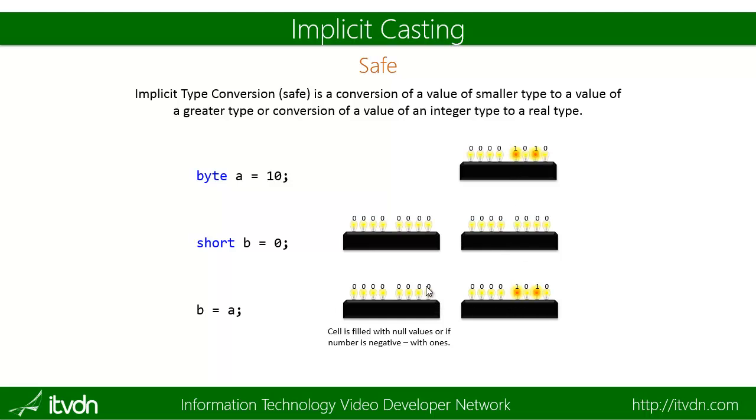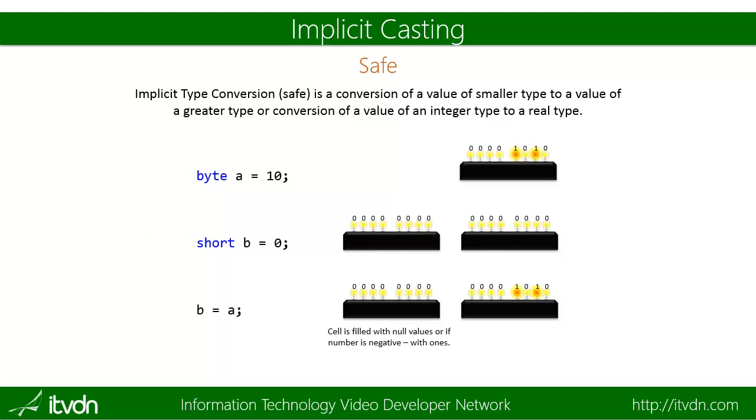But then again, you see 0, 0, 0, 0, indicating that this is a positive number. If it is a negative number, you will have 1s here. So this is just a number. It's not negative. So you have 0, 0, 0, 0, and then you have 10 here. If it is negative, you will have 1, 1, 1, 1, and 10 here. This is implicit casting, putting a smaller number into a bigger container if you wish.